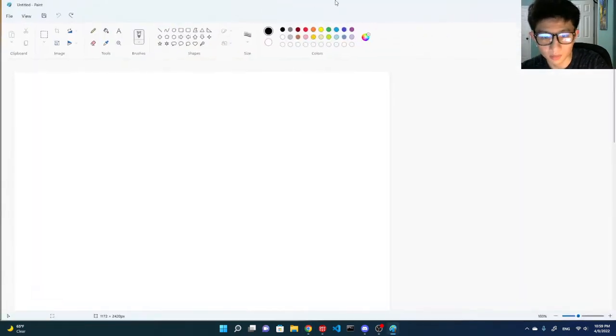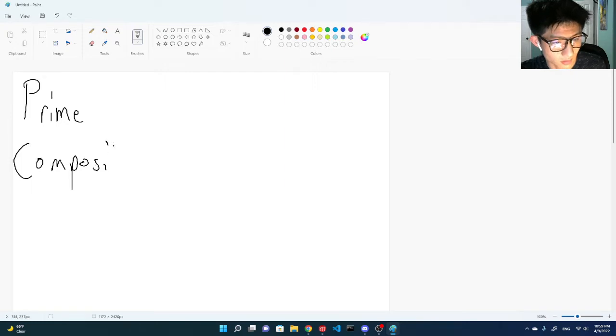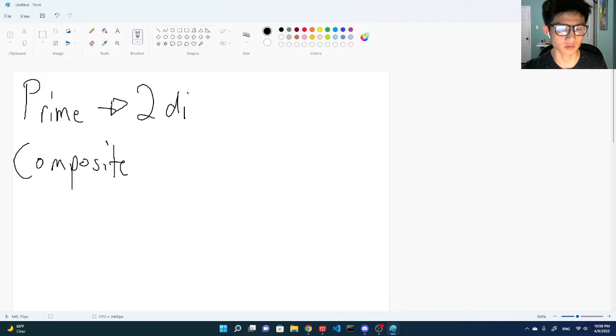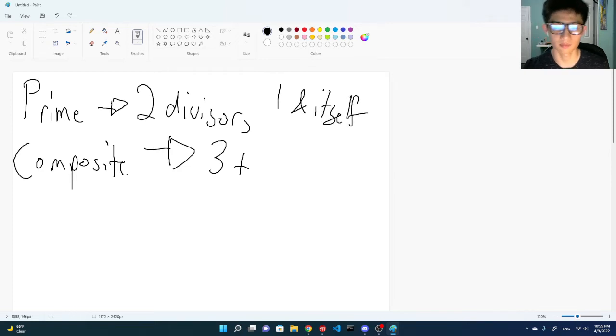I solved this problem, but Sam was actually pretty close. So there are two types of numbers, right? There's prime and composite. Prime numbers only have 2 divisors, 1 and itself, and composite numbers have 3 or more divisors. That's pretty important.